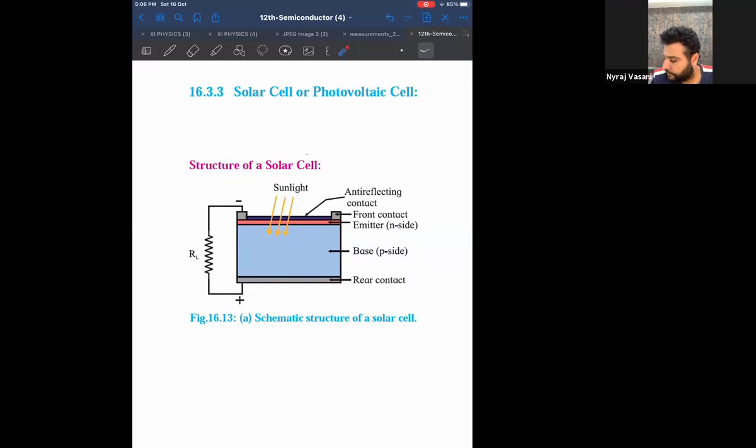So right now, when light of sufficient energy enters the solar cell through the glass panel of the depletion region, comma, electron hole recombination takes place.